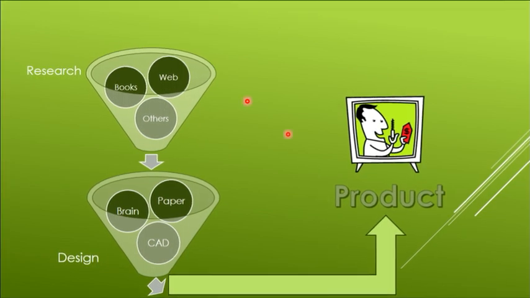Okay. From there, this is kind of how the process works. You can use books, web, or others, there'll be other students, to talk about and research and find out what's already out there. Once you finish your research, then you go into the design part of things, and you use your brain, paper, CAD program like Lego Digital Designer, put it together, and you implement or put out your product.